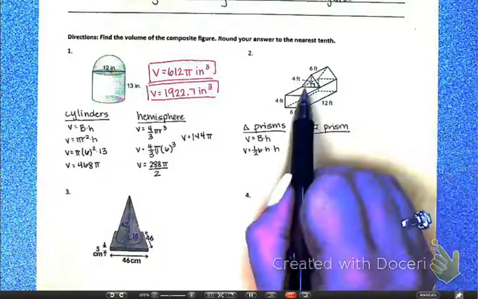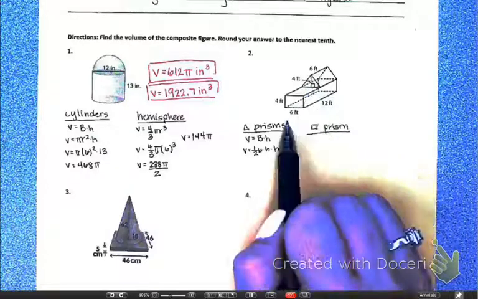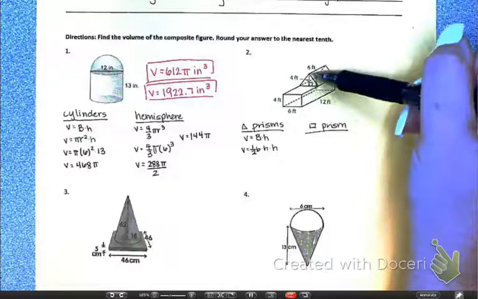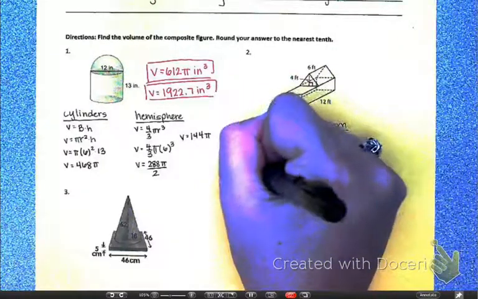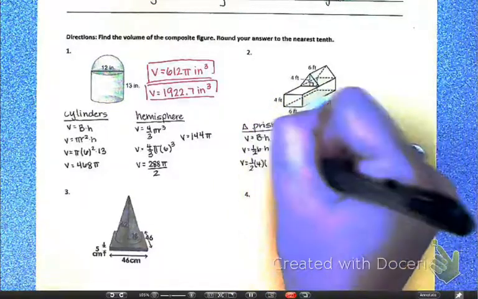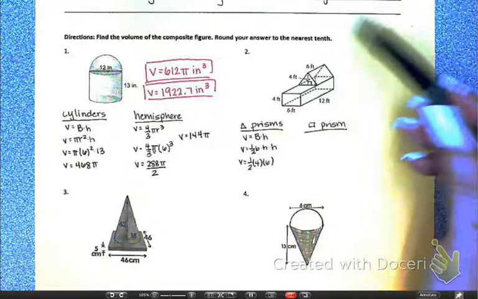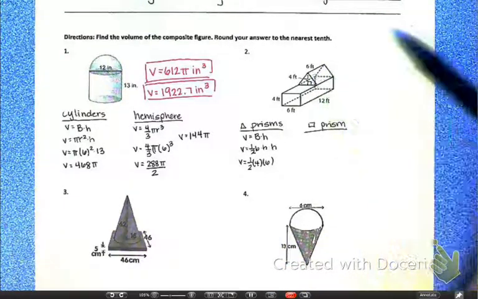4 and 6. Okay, so 6 would be here, right? And we know that's 6 because this length is 6. And 4 creates the 90-degree angle. So 1/2, 4 times 6. And what's the height of the entire prism? The triangular prism? 6. So this 6 connects the two triangles together.